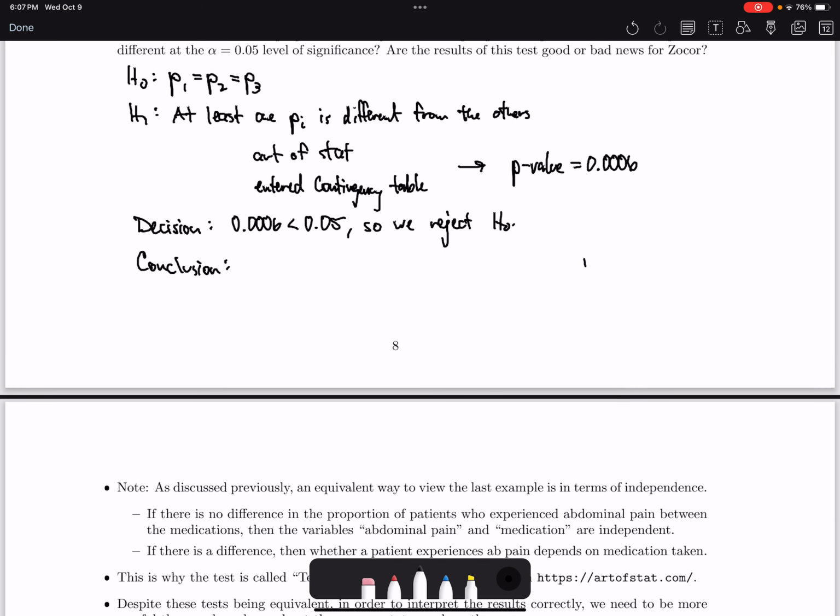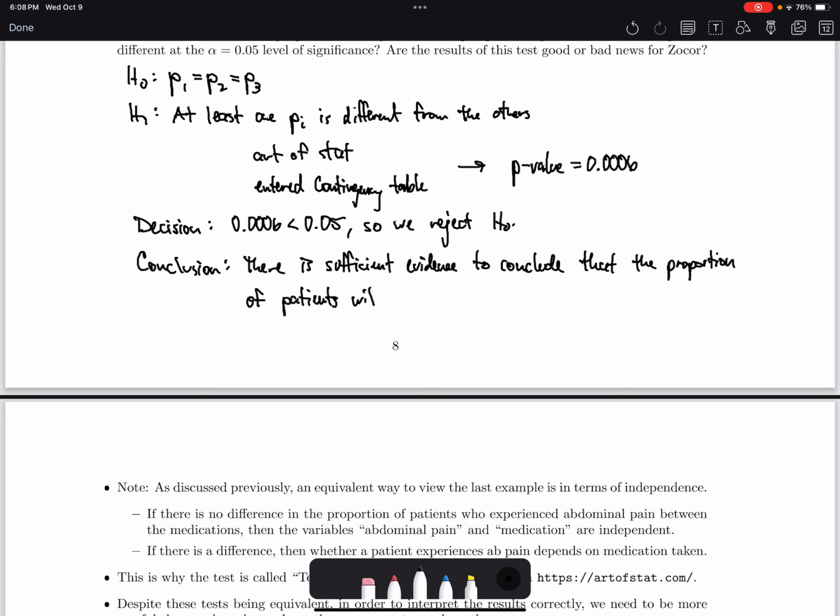Since we're rejecting the null, that means there is sufficient evidence to conclude that the proportion of patients with abdominal pain is not the same in each medication group. Okay, that's really all the hypothesis test tells us.